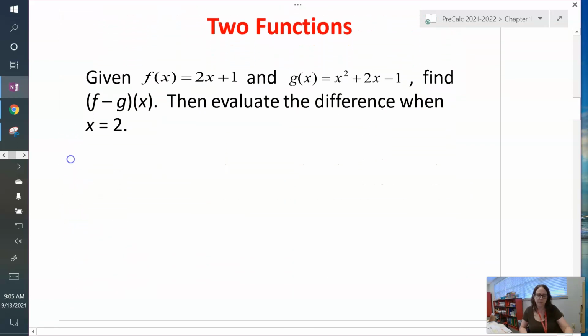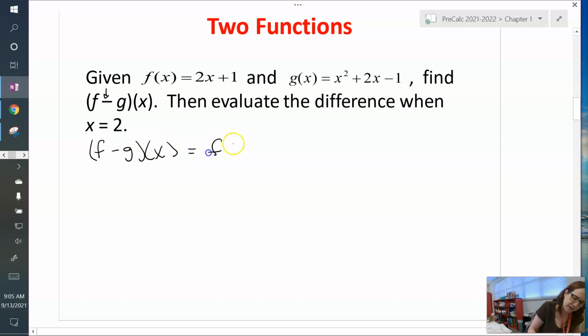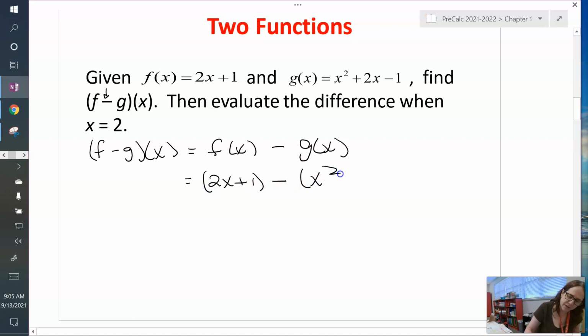My next one is f of x is 2x plus 1. g of x is x squared plus 2x minus 1. This time we're going to find f minus g of x. So in that case, we're going to subtract the two functions. So f minus g of x is going to be f of x minus g of x. That's what that means. So 2x plus 1 minus x squared plus 2x minus 1.